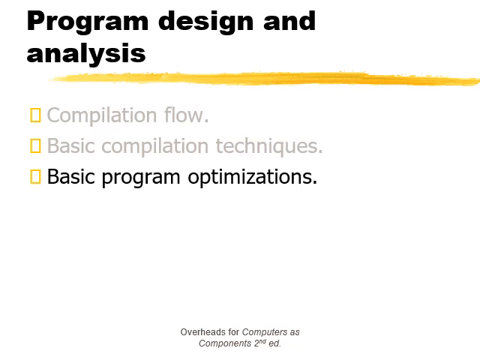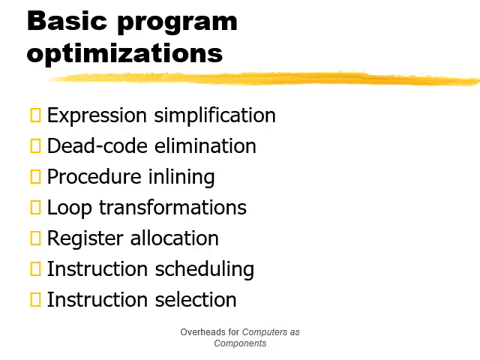In the previous couple of lectures we talked about compilation flow and basic compilation techniques, and in today's lecture we will focus on basic program optimization. The basic program optimizations comprise expression simplification, dead code elimination, procedure inlining, loop transformation, register allocation, instruction scheduling, and instruction selection. We are going to look at each one of them one by one with a few examples. So let's start with expression simplification.